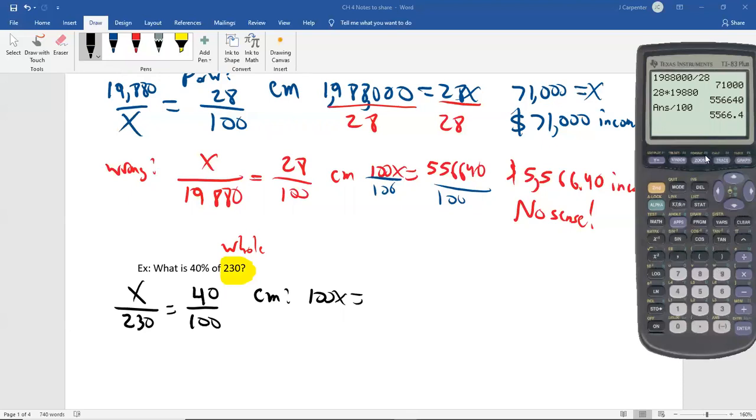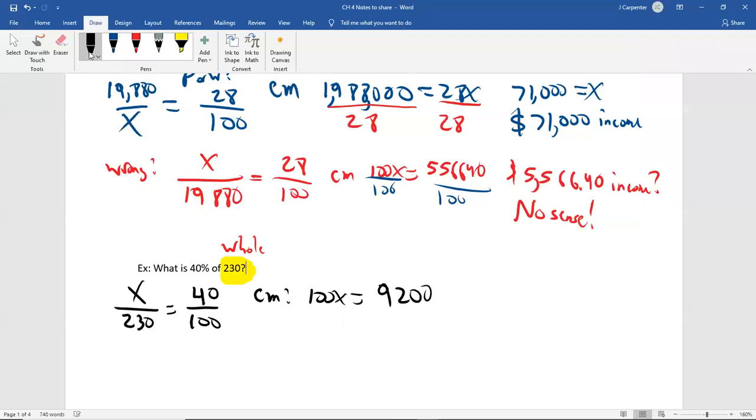Will be 9,200. 230 times 40 is 9,200. Just showing you that in case you didn't trust me. Divide both sides by 100, which we can just cancel two pairs of zeros. You don't even need a calculator for that. And that says that x is equal to 92.